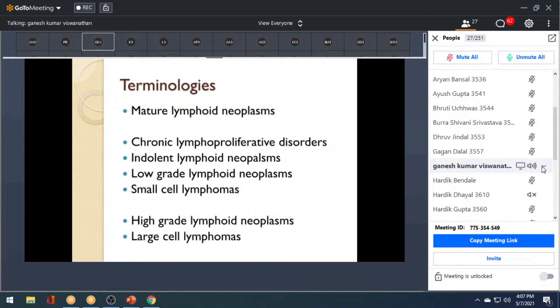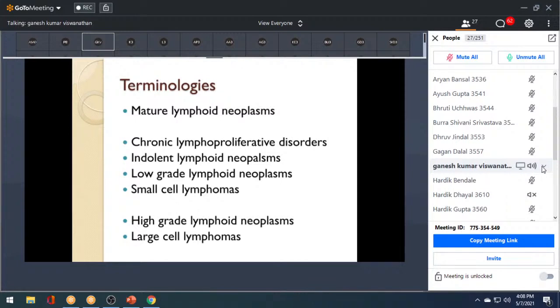So starting with the terminologies, Dr. Soumya had already explained this. Just to put it briefly, chronic lymphoproliferative disorders is a term which denotes a broad group of disorders under which there are different types of entities. Sometimes the terminology is chronic lymphoproliferative disorders, indolent lymphoid neoplasms, low-grade lymphomas, small cell lymphomas. These are used interchangeably. The common feature among this group of disorders is that clinically speaking, they have a slow clinical behavior, meaning they are not very aggressive disorders.